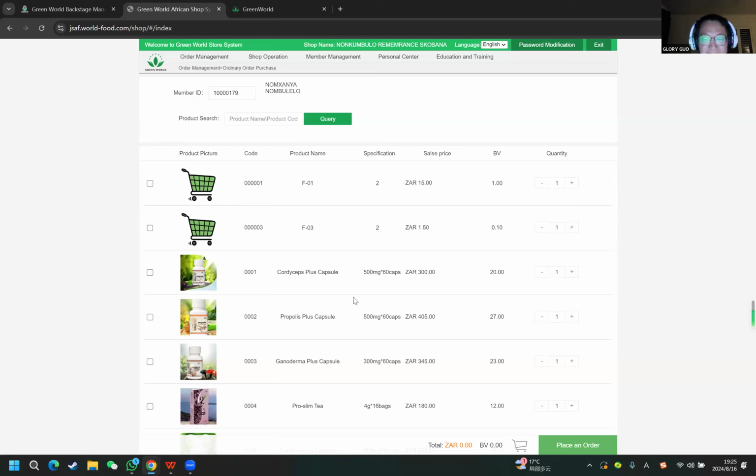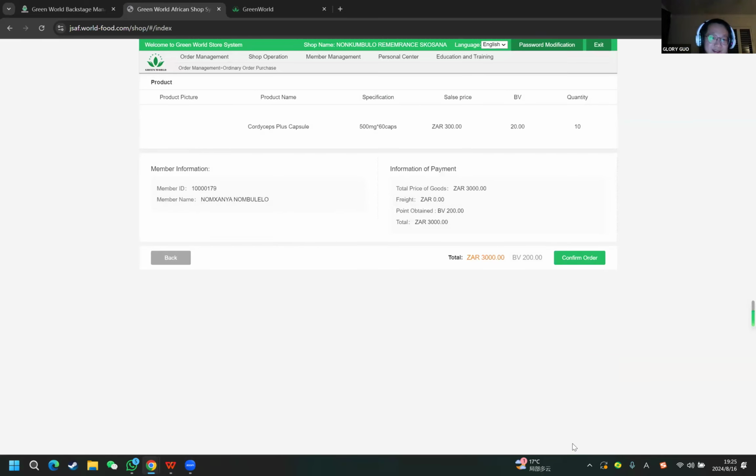He bought, let's see, he bought 10 sets. And you confirm he placed an order from your shop. You have sold these 10 cordyceps to this distributor. You check the number again and also the name. He will get 200 BV. The total amount in rand is 3,000. You confirm this, and then you click confirm order.